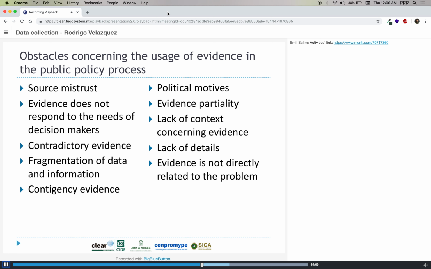So of course, there is going to be a serious mistrust concerning the citizens and the decision makers. And many times, evidence is not used because it doesn't respond to the needs of the decision makers. And it has to do with the interests and the ideology that we're including. Because in many cases, the evidence that exists is not related to what the decision makers want. So public actions that are going to be implemented are not going to be supported by evidence because of course it doesn't respond to the needs.